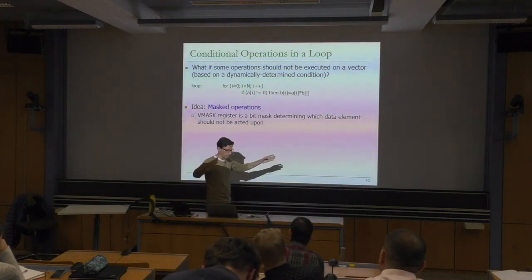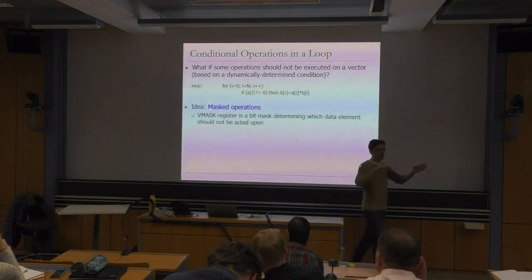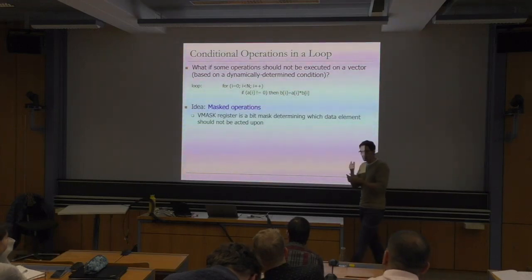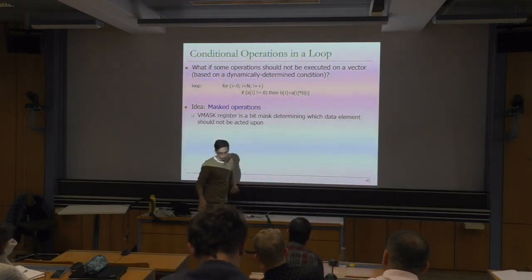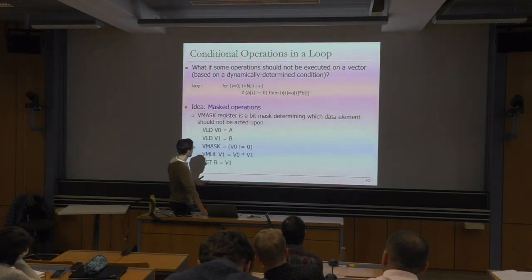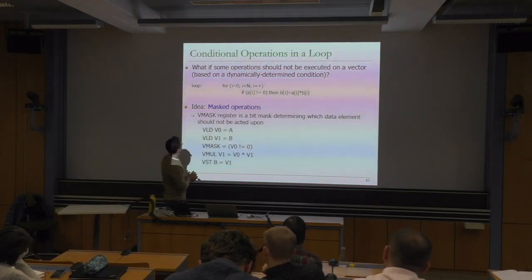In summary, this vector mask is a register that contains as many bits as our vector length. So we have 1 bit per element inside the vector array. If the value of this bit is 1, we want to execute the operation. If it's not, then we don't want to do that. This is very useful whenever we have conditional operations.